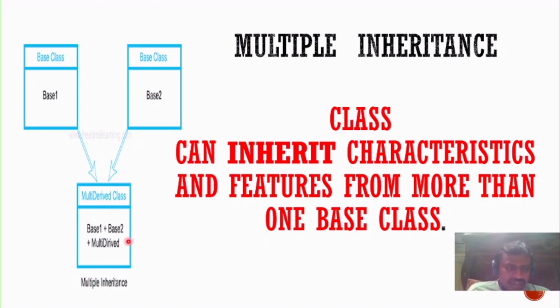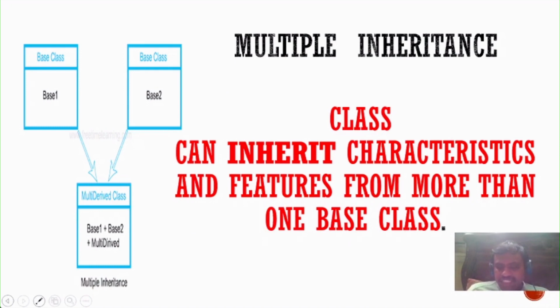This derived class is going to contain the properties of both base class 1 and base class 2 plus its own characteristics. This type of inheritance we are going to call multiple inheritance. A class that can inherit the characteristics and features from more than one base class is called multiple inheritance.